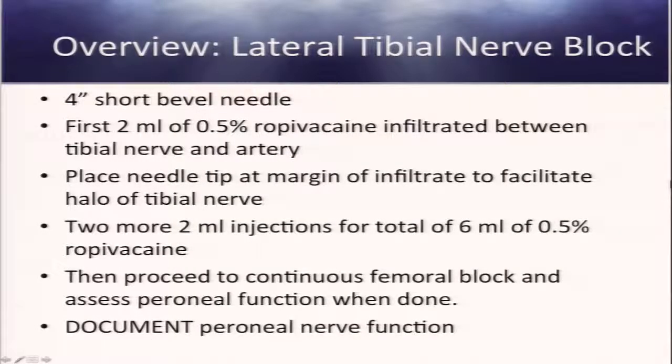This is an overview of what we're going to talk about in the next few slides. For the lateral tibial nerve block, I use a 4-inch short bevel needle. Do not use a sharp needle near the nerves. The first 2 milliliters of 0.5% ropivacaine should go between the tibial nerve and the vascular structures. This affords you a degree of safety by pushing your nerve up and towards your probe and pushing your vascular structures down and away from your probe and away from your needle. Then place the needle tip at the margin of the infiltrate, and I'll have a slide to illustrate this next, to facilitate the halo of that tibial nerve. I use a total of 6 milliliters of 0.5% ropivacaine. This usually lasts me in the order of 8 hours postoperatively. And by that time, as it wears off, there's a very small increase in their overall pain.